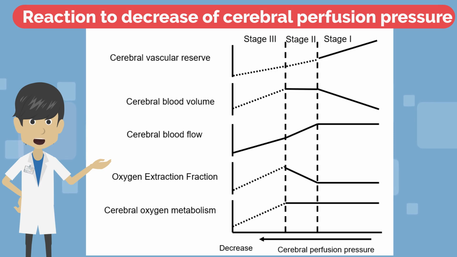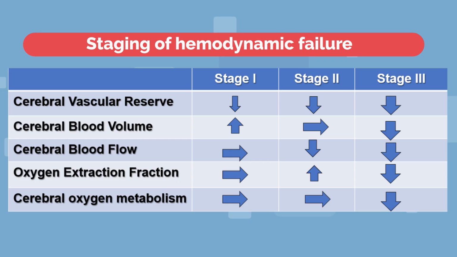In stage 1, cerebral blood vessels dilate as perfusion pressure drops, and an autoregulatory mechanism is activated to maintain constant cerebral blood flow. In stage 2, the cerebral blood vessels can no longer dilate in response to a further decrease in perfusion pressure, and cerebral blood flow decreases. On the other hand, oxygen metabolism is maintained by increasing the oxygen extraction fraction. In stage 3, cerebral blood flow is further reduced, oxygen metabolism is also reduced, and the patient will suffer from infarction.